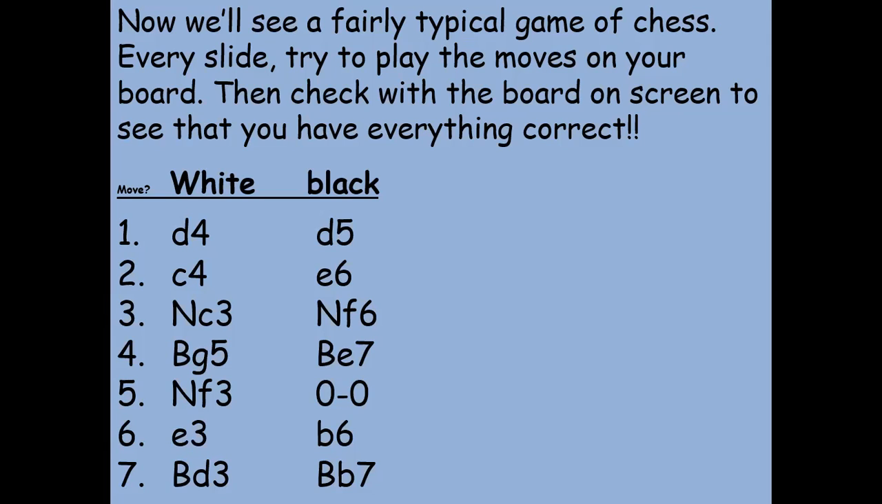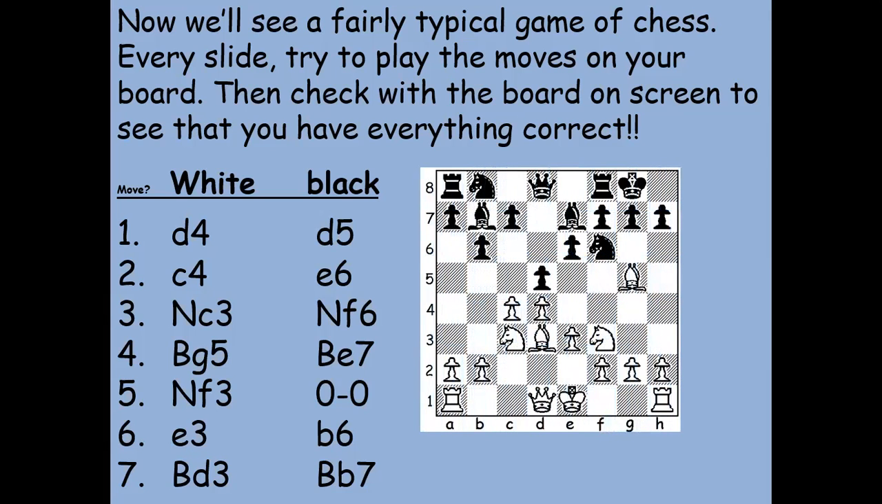White now plays knight to f3, castles kingside for black, e3 for white, b6 for black, bishop to d3 for white, bishop to b7 for black. And with a bit of luck, you should have a position that looks like that.